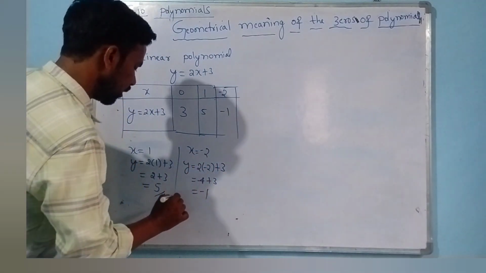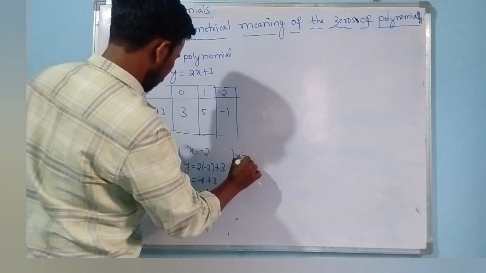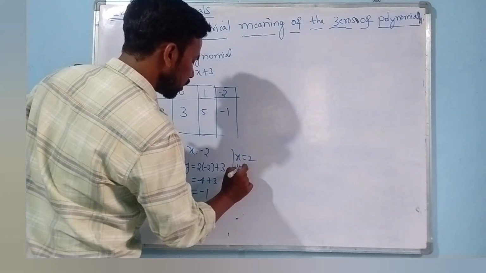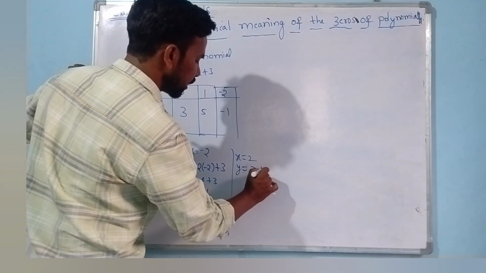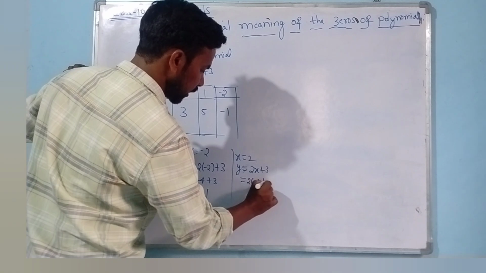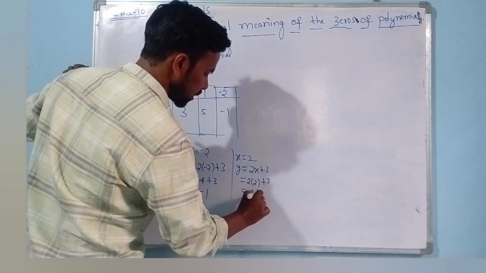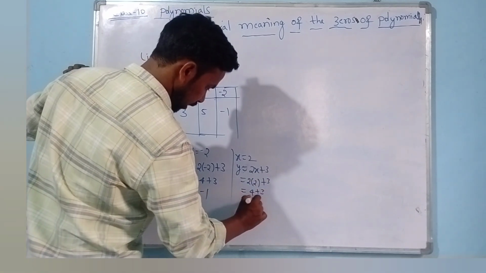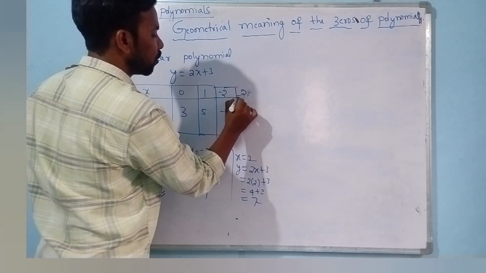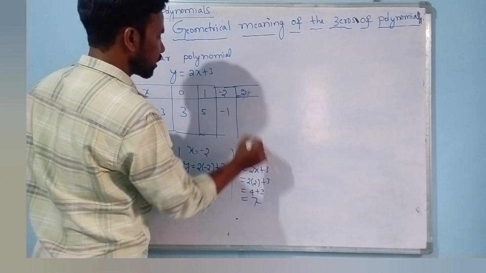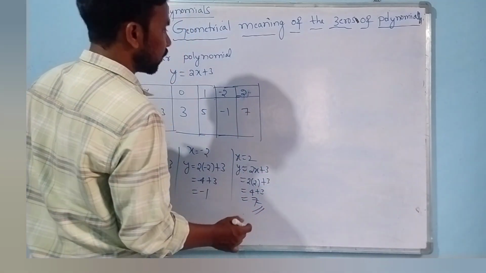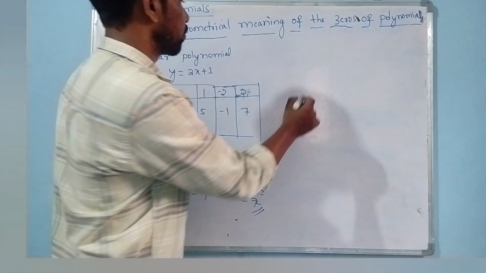Let us take one more value. When x is equal to 2, y is equal to what? 2x plus 3, nothing but 2 into 2 plus 3. 2 twos are 4, 4 plus 3, 7. When x is equal to 2, the y value is 7. Let's draw the graph.